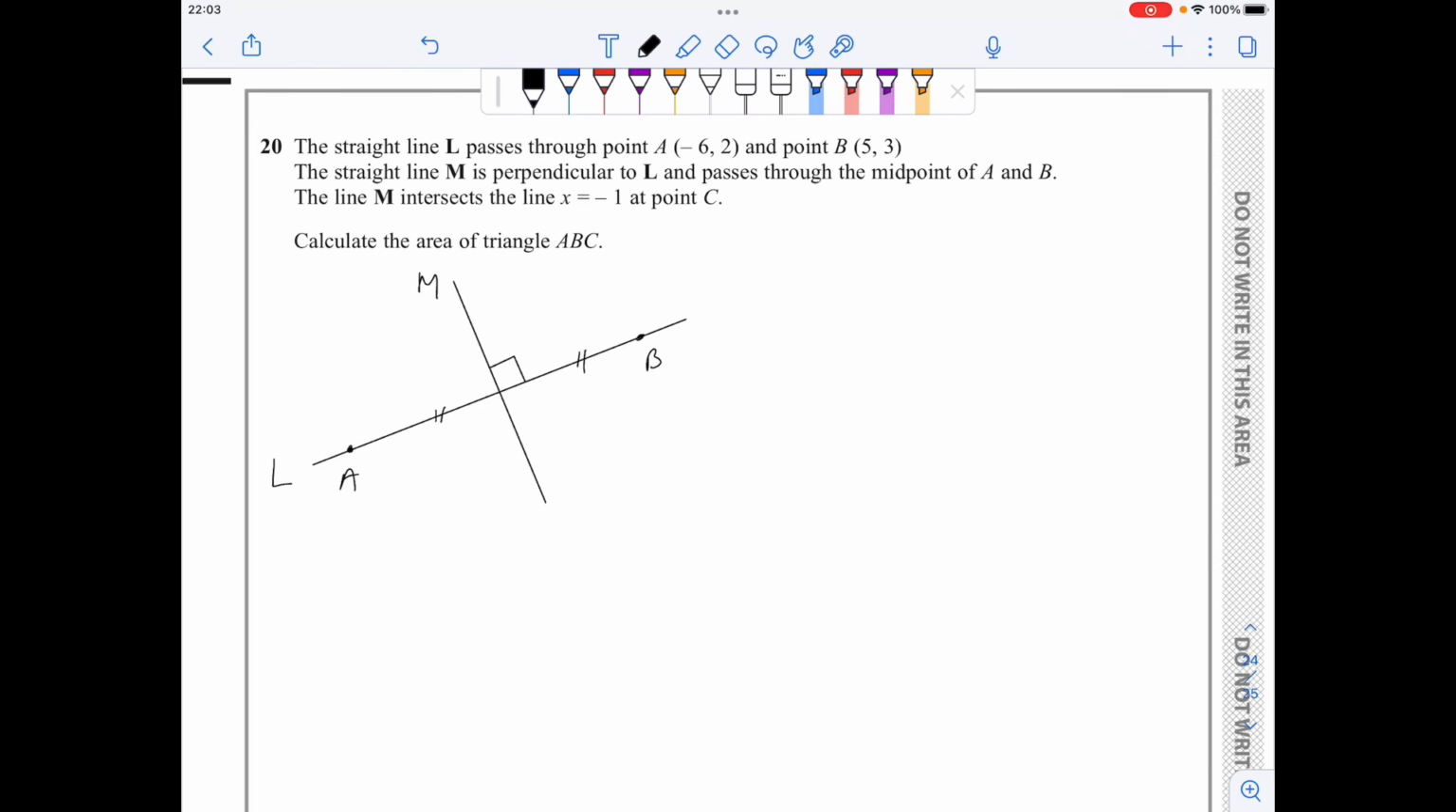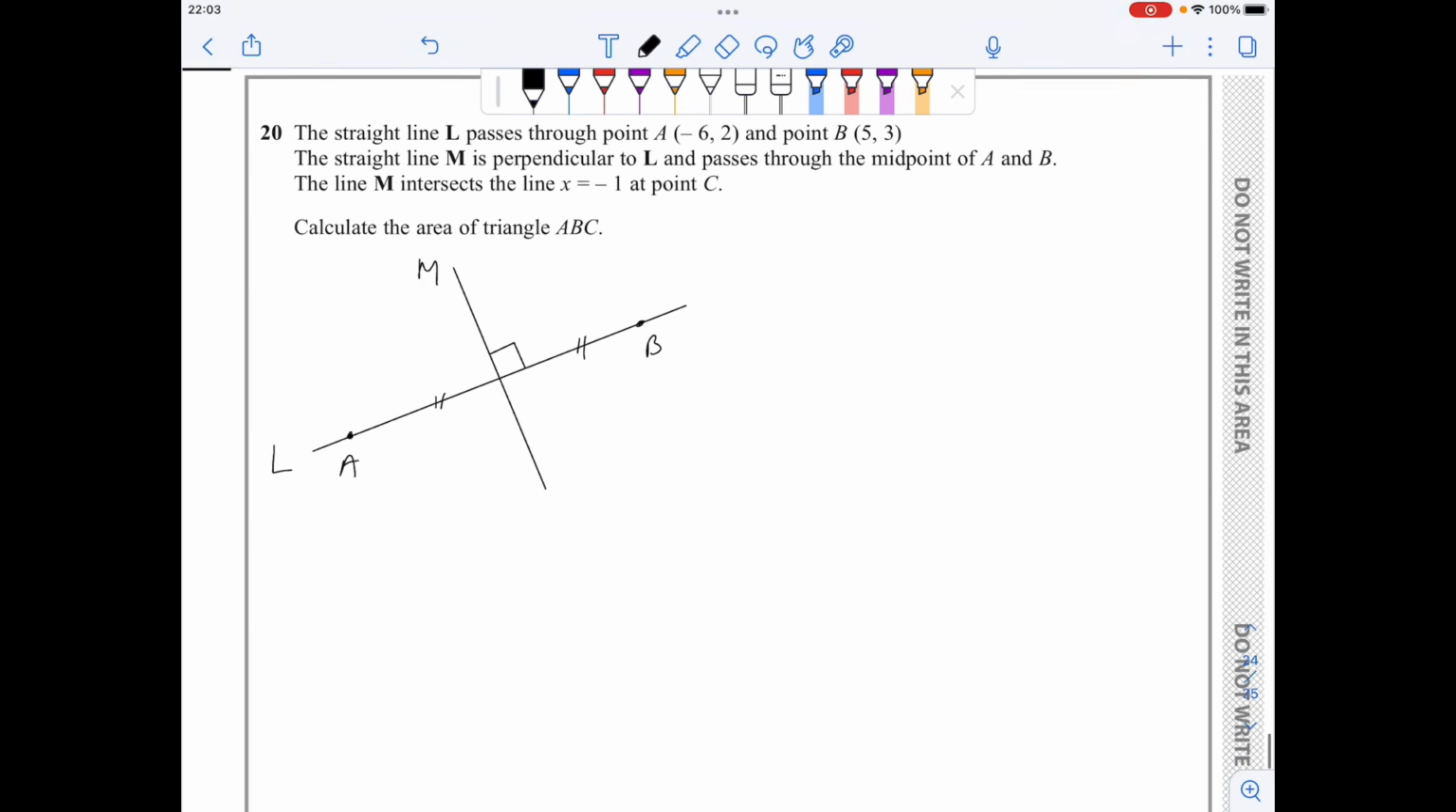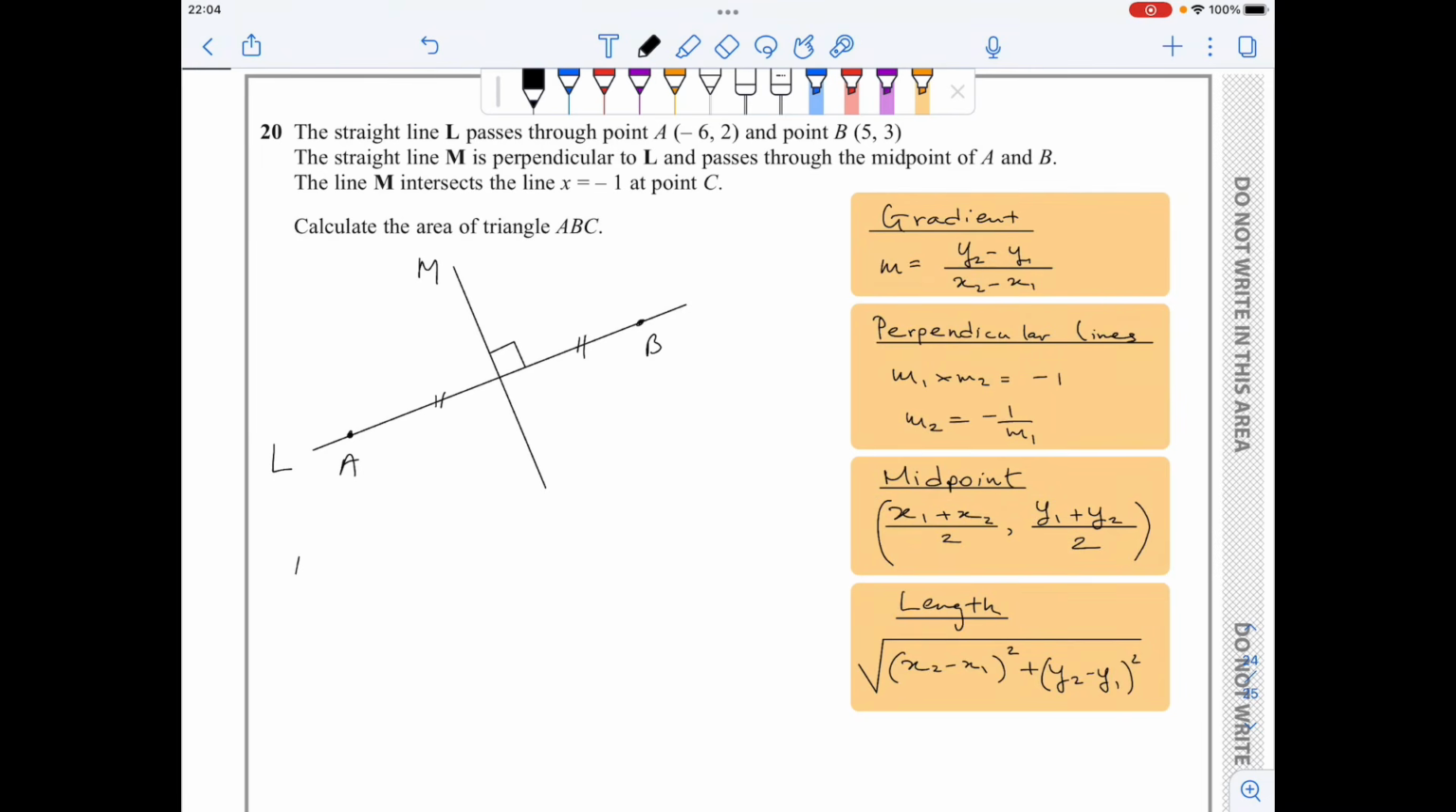Now, throughout this problem, I will make use of the following formulae or rules. The gradient of line L is equal to 3 minus 2 over 5 minus minus 6, which is 1 over 11. I just make use of this formula. So the gradient of line M, which is perpendicular, according to this formula, is minus 1 over 1 over 11, which is basically minus 11.